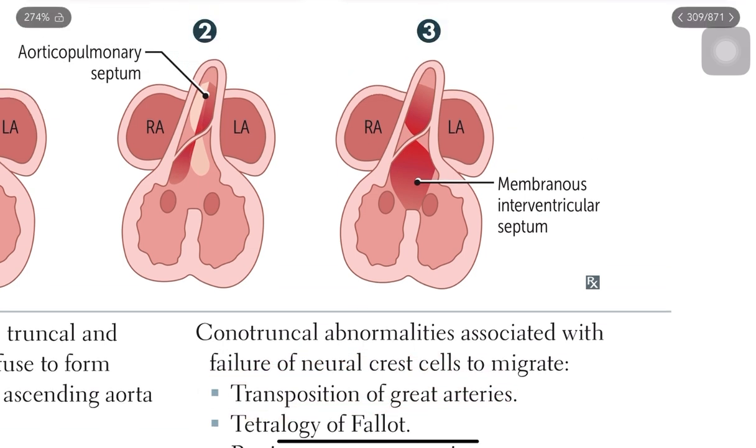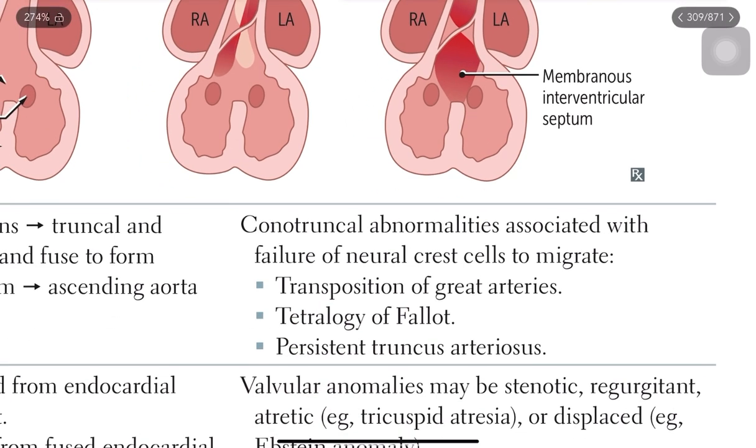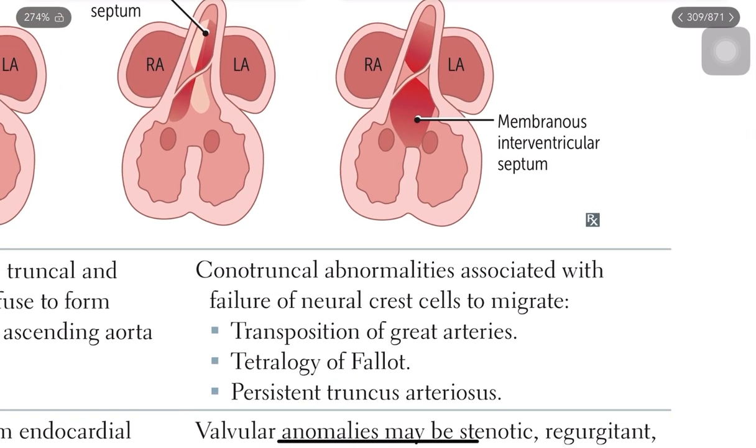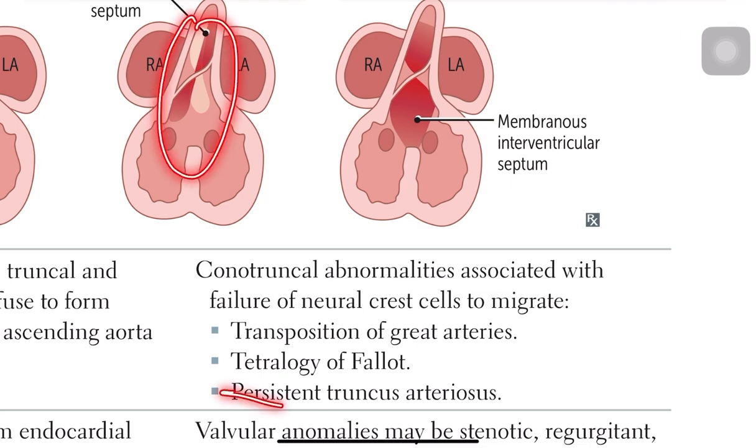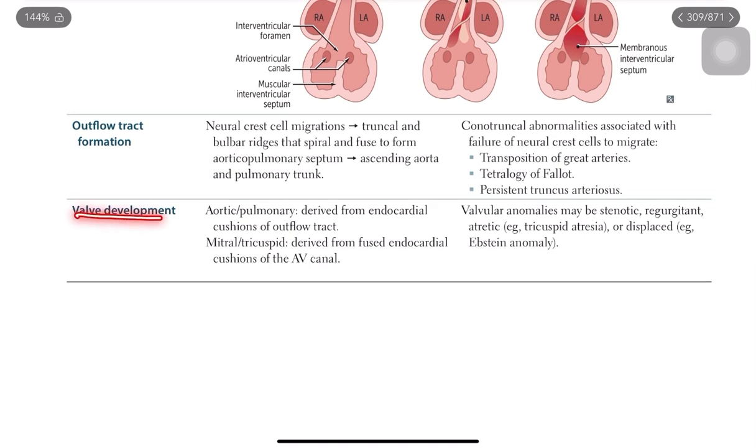Now let's say this aorticopulmonary septum from the neural crest has been pushed more towards the right side. What would happen? The pulmonary trunk is not patent as it should be, so it would be more stenotic, so that you have tetralogy of Fallot. Let's say there is no formation of this aorticopulmonary septum, then we would have a persistent truncus arteriosus. That's it.